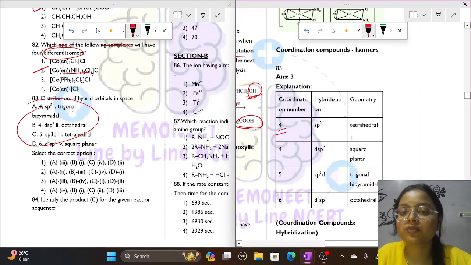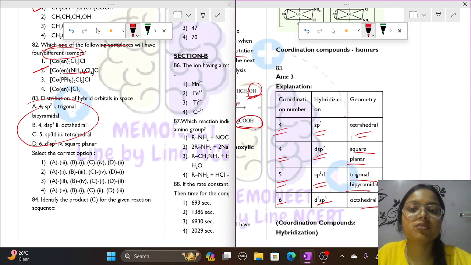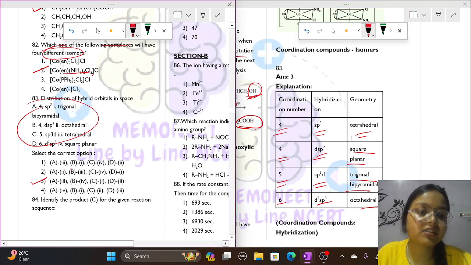Coordination number 4. For coordination number 4, the hybridization is sp3 and its geometry is tetrahedral. For coordination number 4, the hybridization can also be dsp2 and its geometry is square planar. Coordination number 5, its hybridization is sp3d and its geometry is trigonal bipyramidal. For coordination number 6, its hybridization is d2sp3 and geometry is octahedral. So the answer is option number 3.